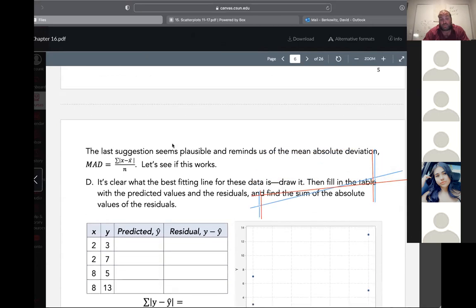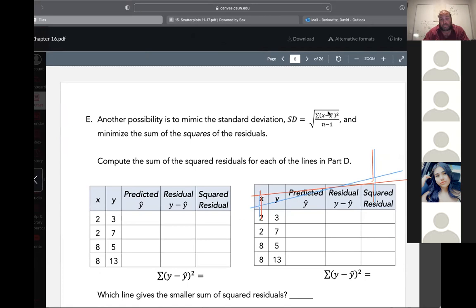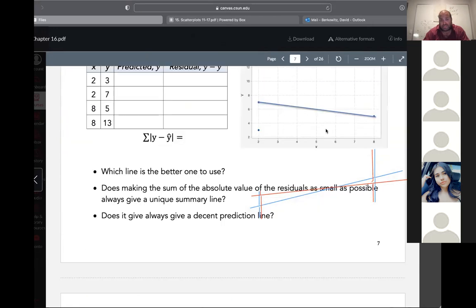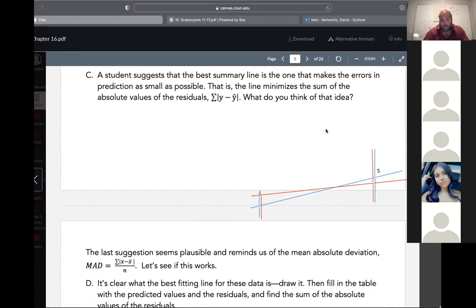We're going to instead, although that's not for a couple pages yet, instead of absolute valuing them to make them positive, we're going to end up squaring them to make them positive. But that is kind of what we're going to do. So let's see it in action.